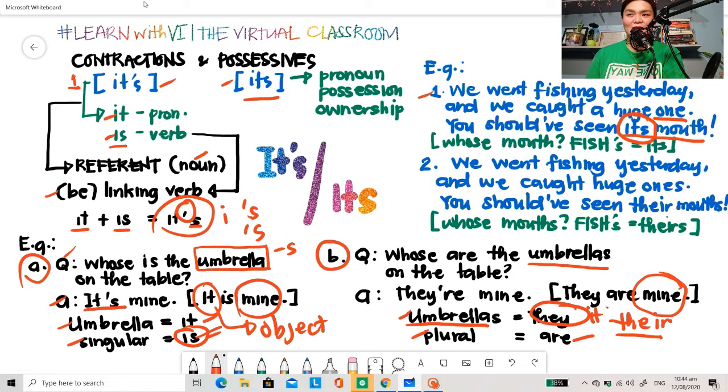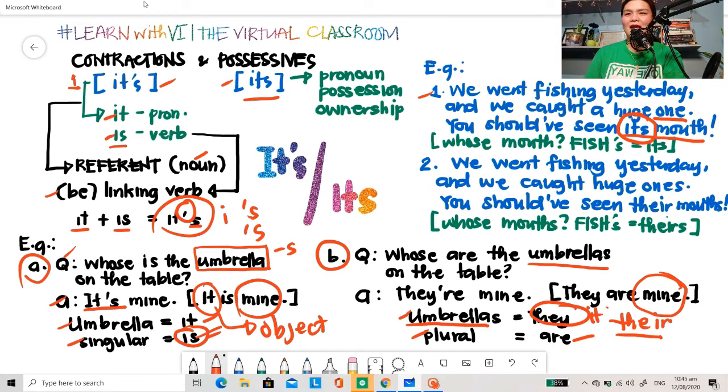So if we ask the person, "Whose mouth are you talking about? Was it you who caught the fish, or was it the fish?" Well, the person might tell you, "No, I'm talking about the mouth of the fish, not yours." Its mouth. Okay? Its mouth. Whose mouth? The fish's. Its mouth.